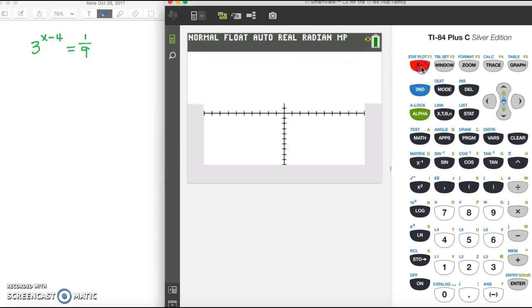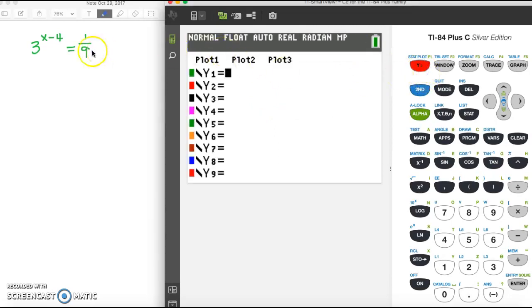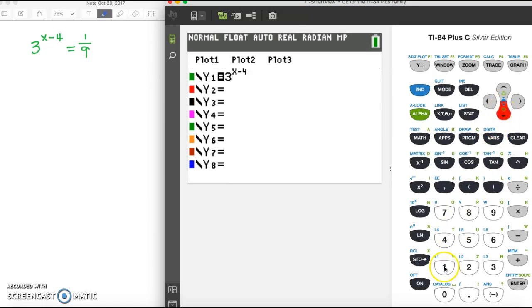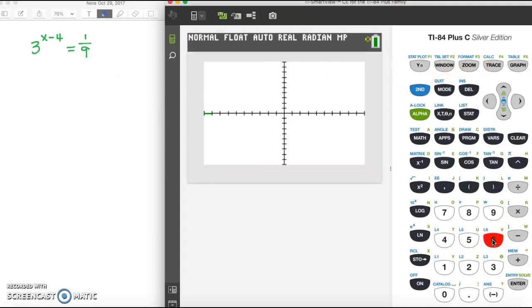So the first thing we're going to do is open up our y equals and put each of these into a line. First one, 3 to the x minus 4, and the other part, 1/9. The reason why we do this is because we're trying to see where this exponential function equals this constant 1/9. So when are those going to be equal to each other? Okay, well, that's going to be where they cross.